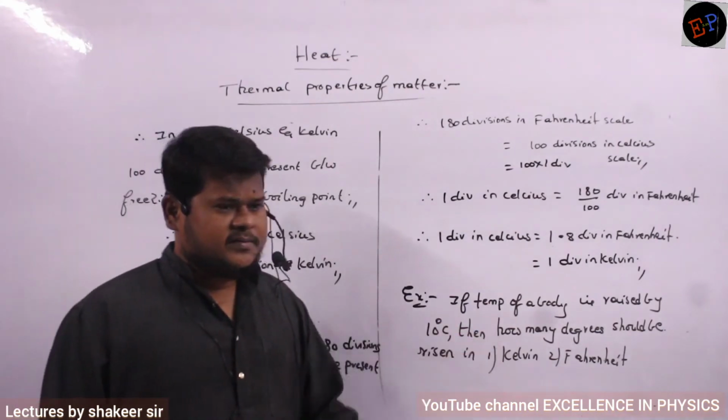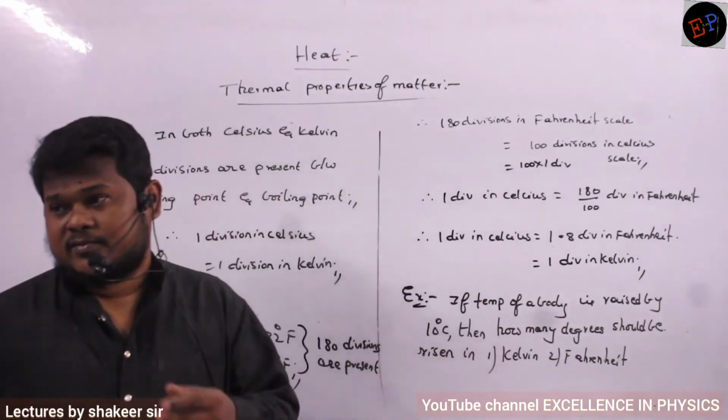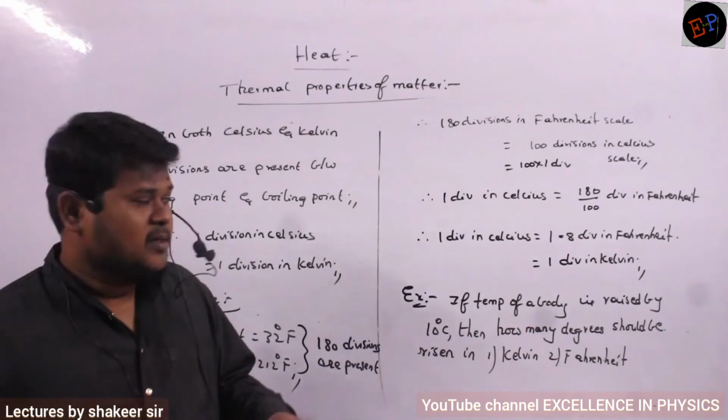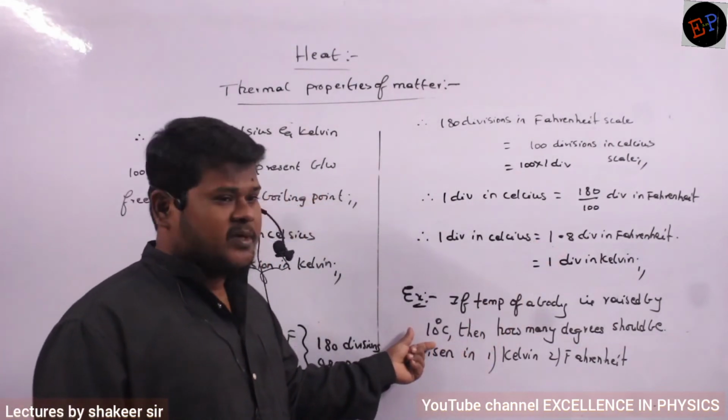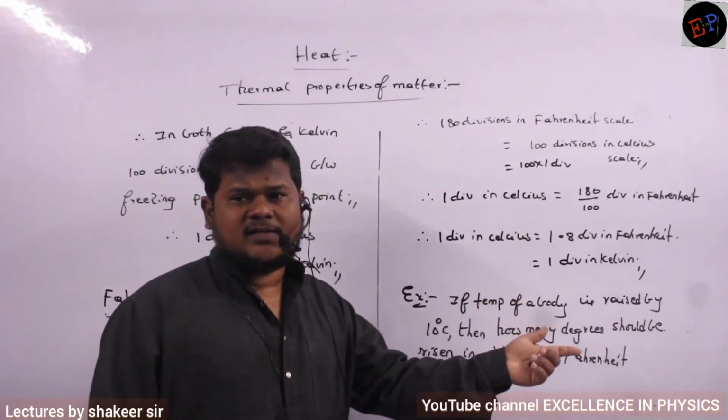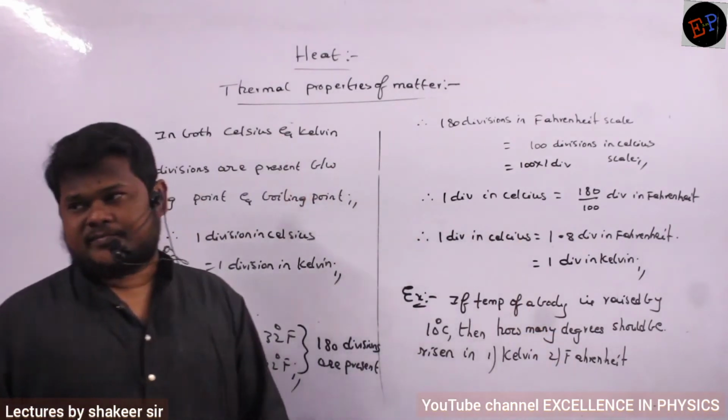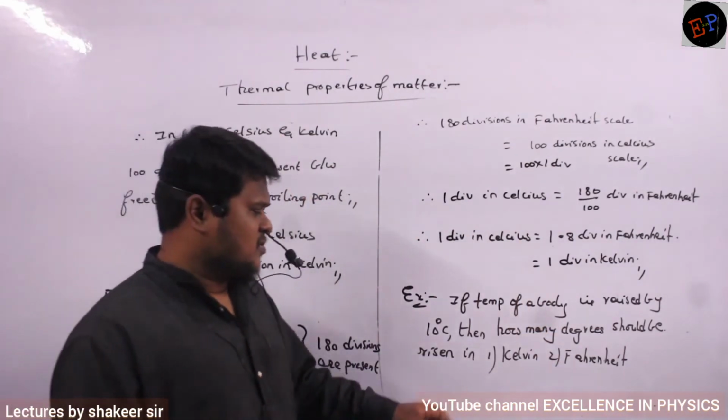But in Fahrenheit, 18 degrees I have to rise. Why do I have to rise 18 degrees? Because here 1 division is equal to 1.8. What is the total rise in temperature? 10 into 1.8 is 18 degrees should be risen. Understood? So make it out.